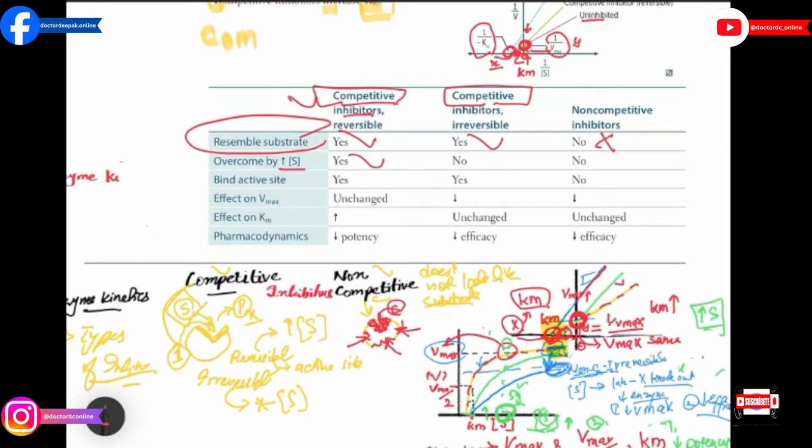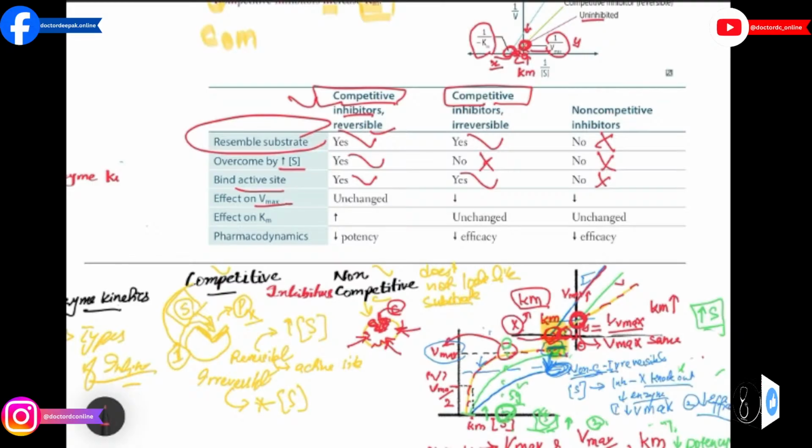Of course, reversible ones will be, but irreversible will not, and non-competitive also. Competitive inhibitors bind to the active site, whether reversible or irreversible, but non-competitive inhibitors do not. Mostly they will bind allosteric sites. Effect on Vmax, we already studied.